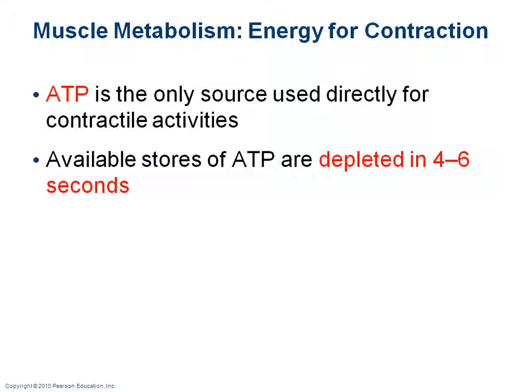Basically, we have to talk about the energy necessary for contraction. This whole time we've been talking about action potentials and sodium, potassium, and we know that we need ATP in order for our muscles to contract. But we need to look at the sources of how we get ATP.